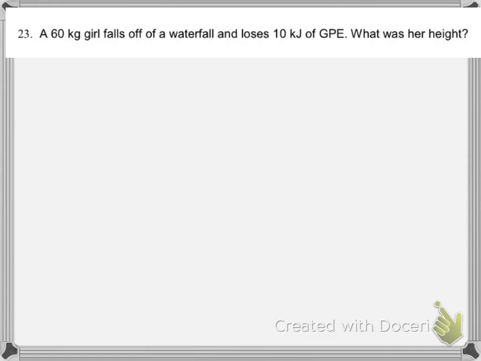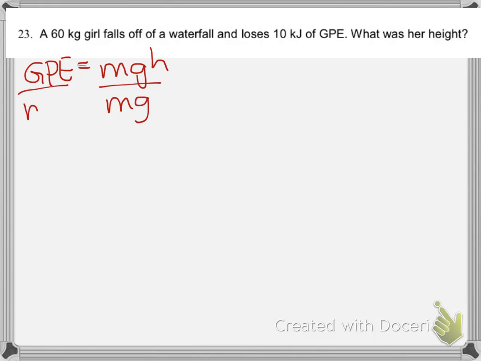Number 23. A 60 kilogram girl falls off a waterfall and loses 10 kilojoules of GPE. What was her height? So first we're going to have to take our equation and manipulate to solve for h. So we usually have mgh. We need to solve for h, so we're going to divide by mg on both sides. And when we do that, we will have h equals our GPE divided by mg.